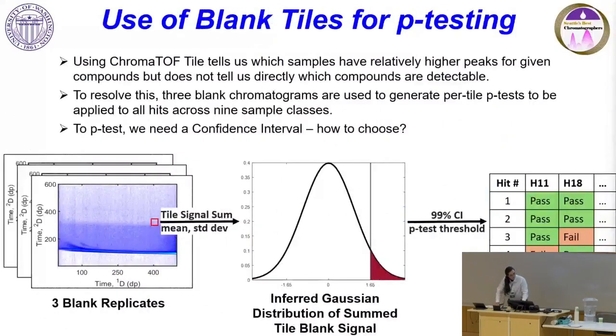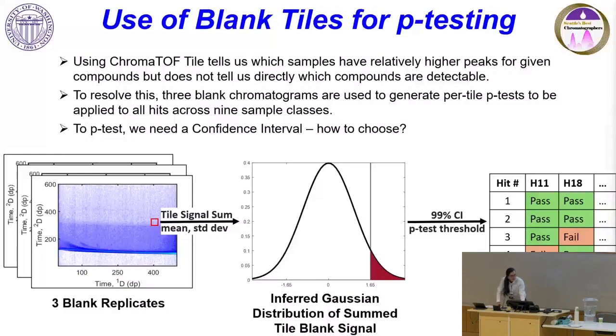Okay, so the kind of novel step that makes this method that we're proposing is the use of blank tiles specifically also for p-testing. They were used as a sample class of sorts to make sure that we capture all of our components, but then we can also use the actual specific tiles from our hit list. Generally, the tile is discarded because once you have the pin location, the retention time, that's much more precise. But if you have the tile, you can use it for purposes such as this.